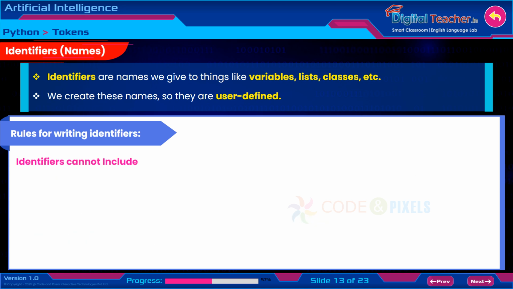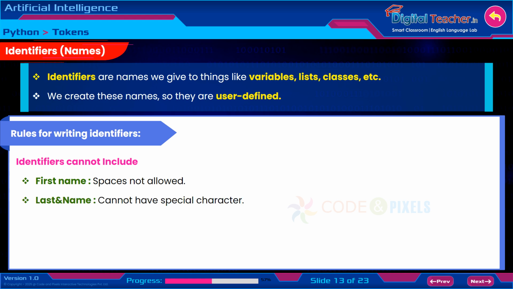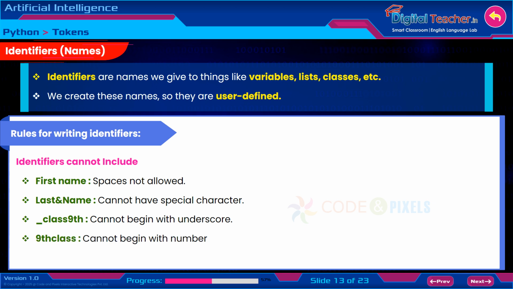Identifiers cannot include: first name, space is not allowed. Last@name cannot have special character. _Class 9th cannot begin with underscore. 9th class cannot begin with number. Else, keyword not allowed.